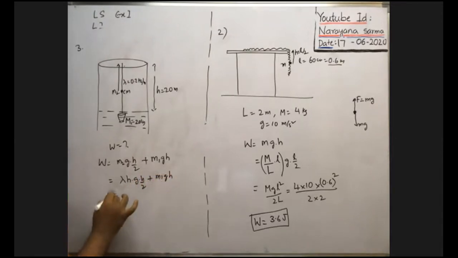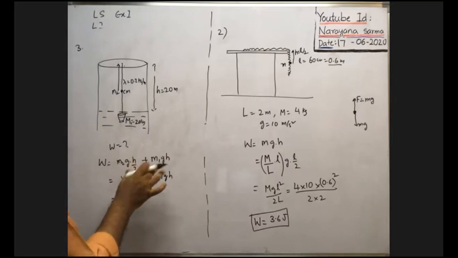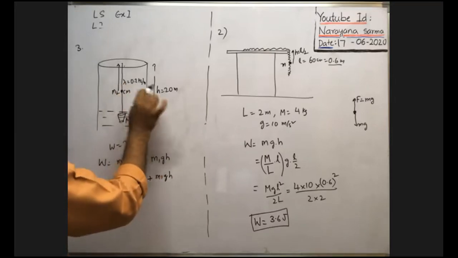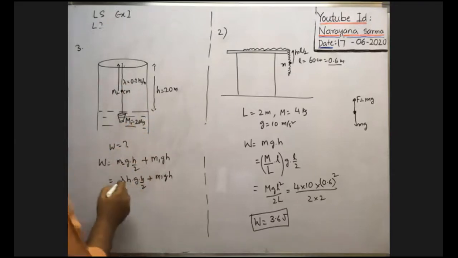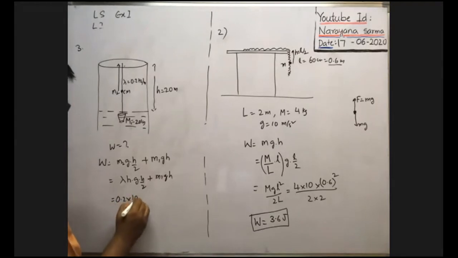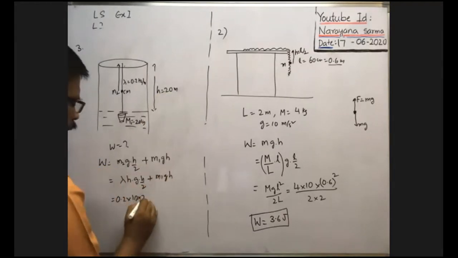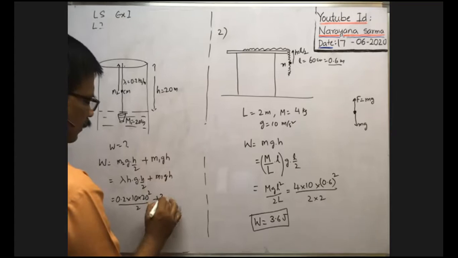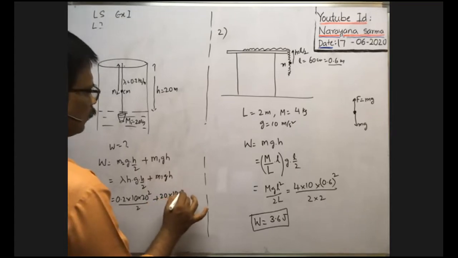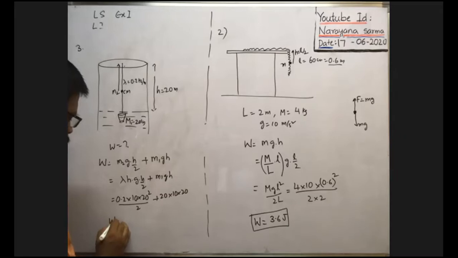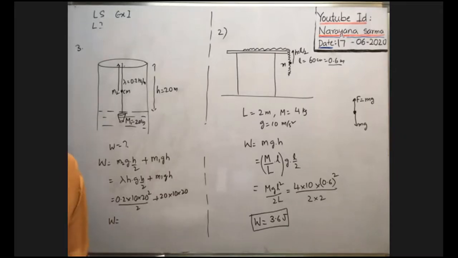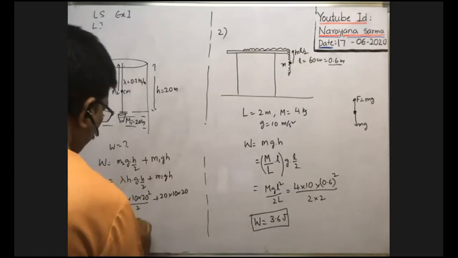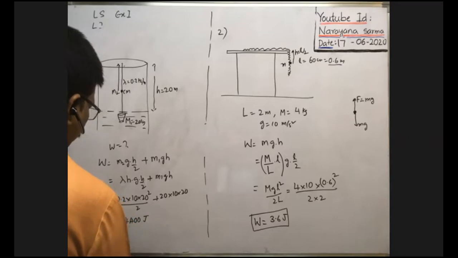Okay, now you substitute the data. Before substituting the data, you check all the units. It is given in the SI system. Now we substitute directly. Lambda means 0.2 kg per meter, into g which is 10, into h square, that means 20 square by 2, plus M1 which is 20 kg into g which is 10 into h which is 20. Now you simplify them. What is the answer we got? Vamshi Krishna, Ganesh, okay. We got 4400. So 4400 joules.